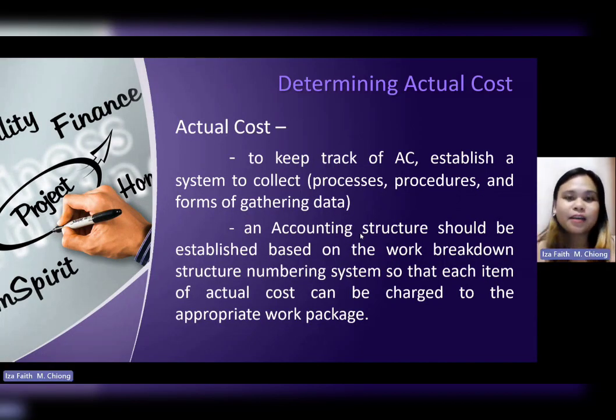So I'll be discussing determining actual cost. To keep track of actual costs, you need to establish a system to collect or gather data. An accounting structure should be established based on the work breakdown structure numbering system so that each item of actual cost can be charged to the appropriate package.